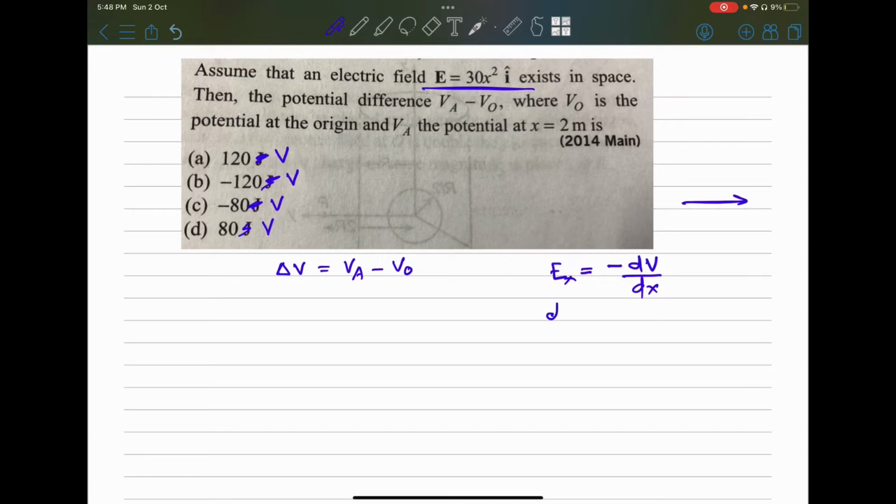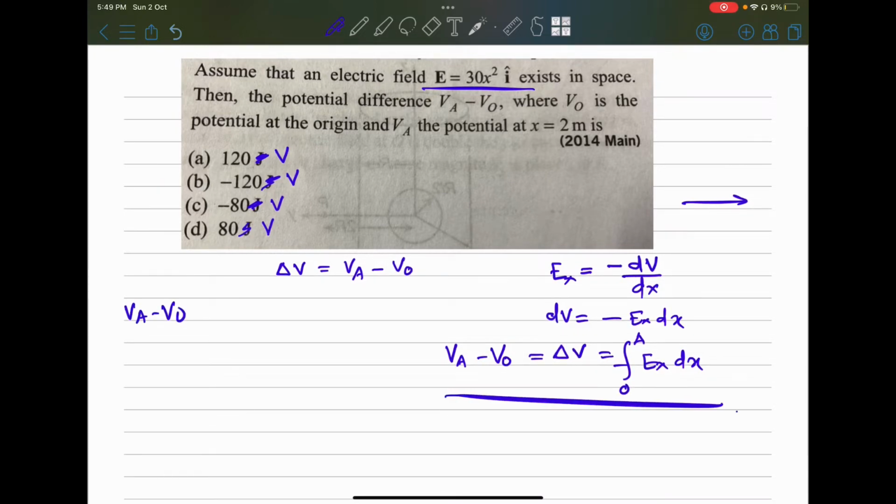Okay, so what is dV from this formula? Minus Ex dx. If we want to find out the change in potential, then we integrate this. Suppose this change in potential we require from the origin to point A, then our integration limits will accordingly be from origin to point A. Okay, now we will use this formula to find out the potential difference.